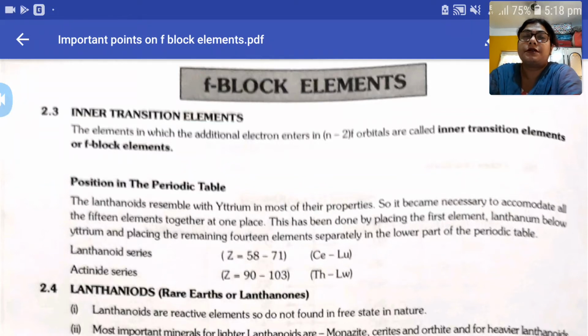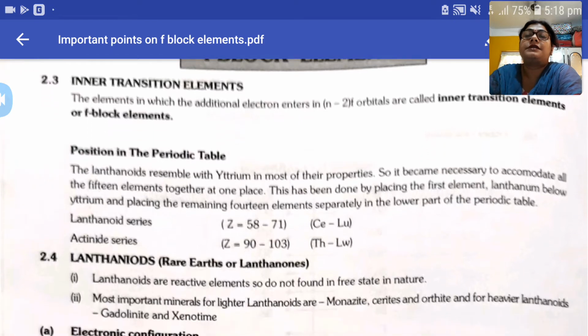Good morning, students. Today we shall be discussing the f block elements. We know the position of f block elements. They are right at the bottom of the periodic table and are also known as inner transition elements. In the inner transition elements, that is the f block elements, the additional electron enters the (n-2) f orbitals.